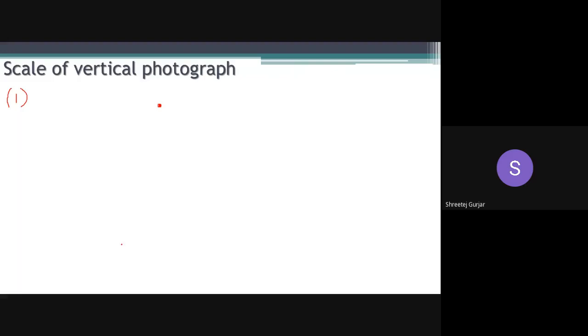Okay, let me just draw a ground, a plane, a level ground. This is a level ground. Consider this as a level ground. So I will write this as ground level. Okay, so your plane is going like this in this direction.